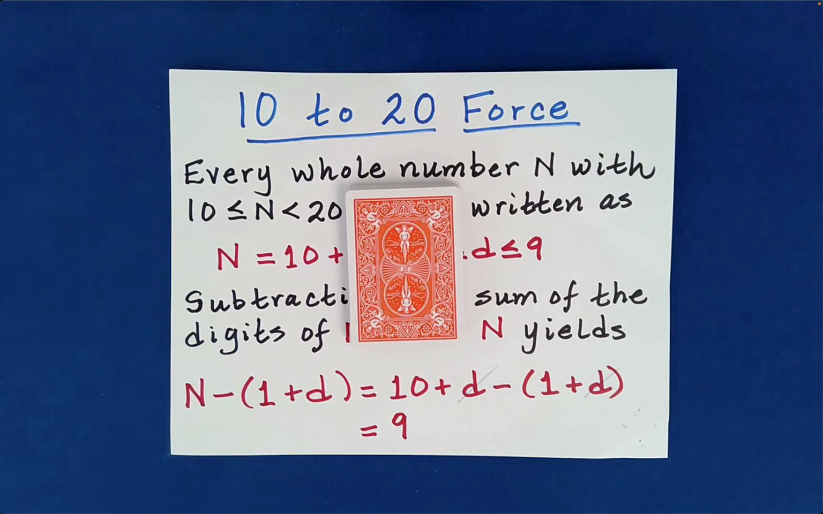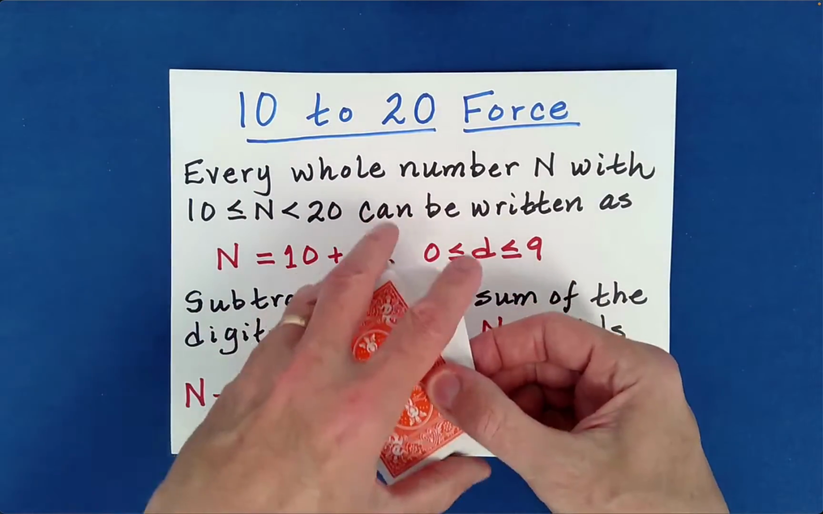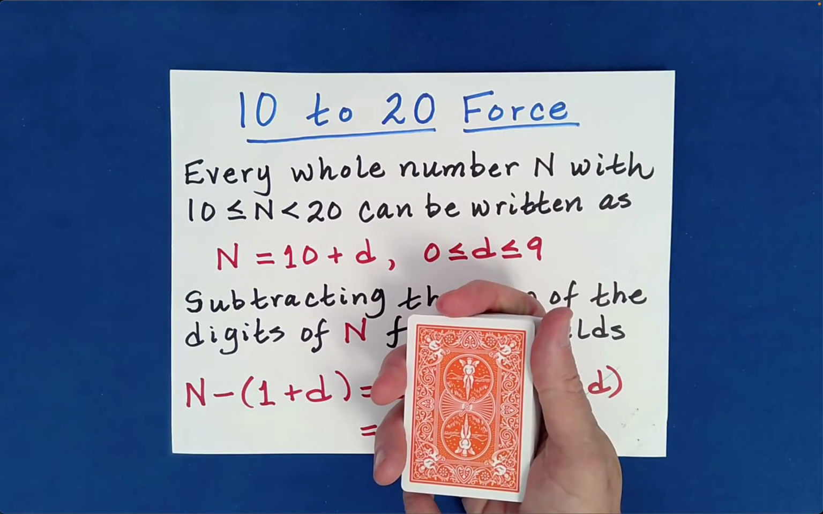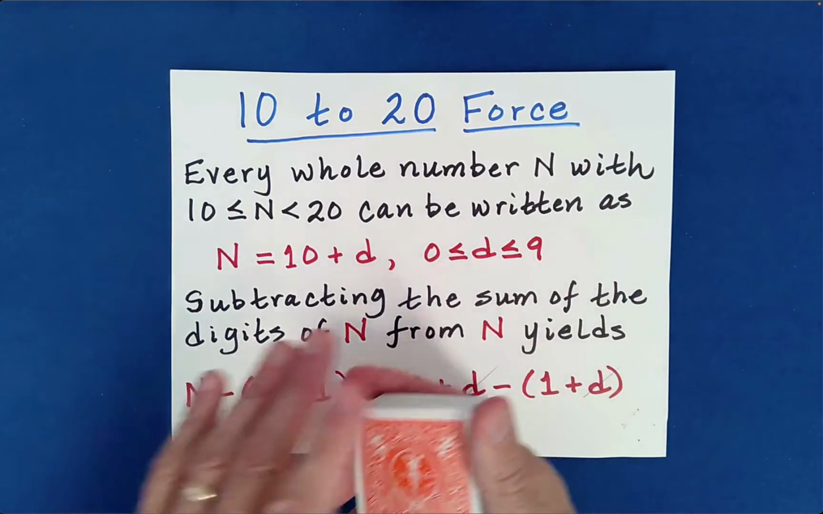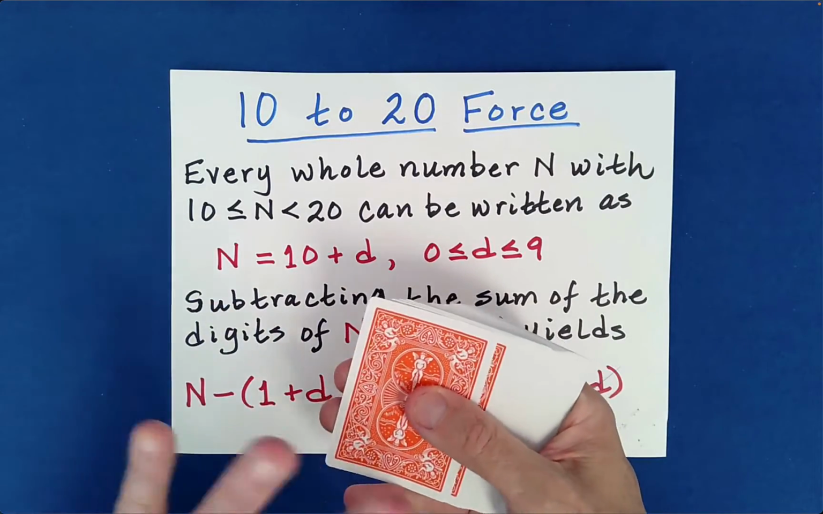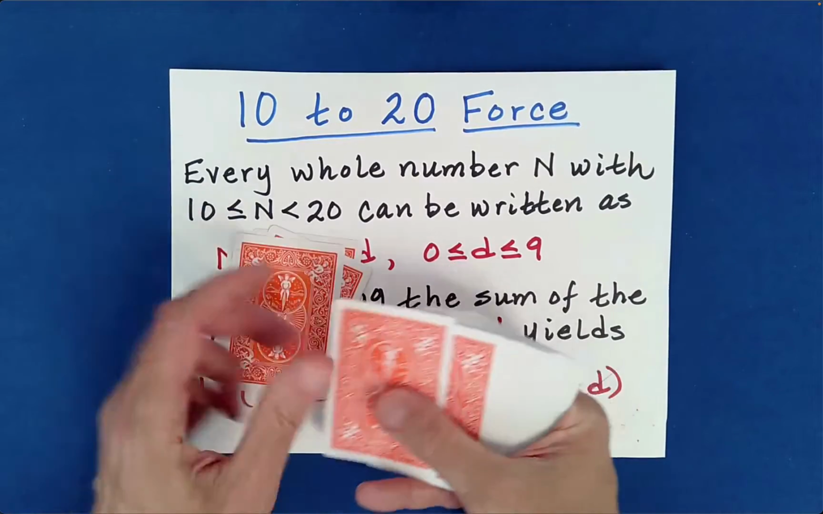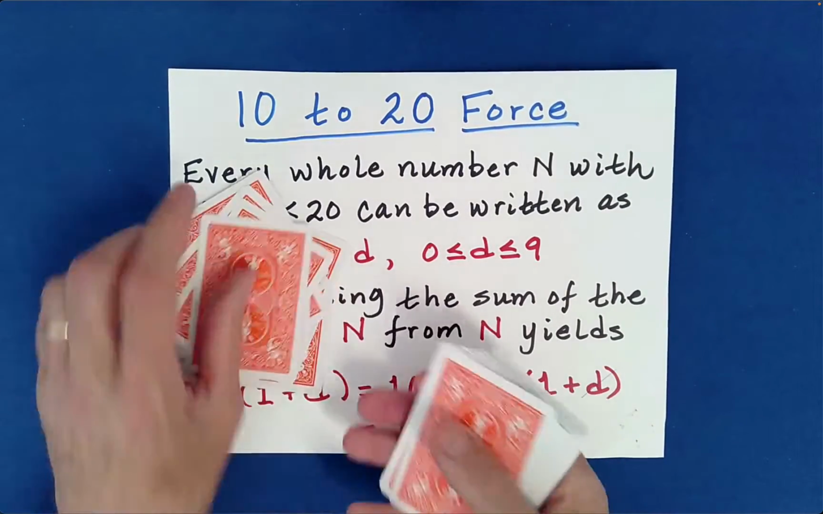Perhaps the oldest card force in history is the 10 to 20 force. So how this works is you ask the spectator for a random number between, let's say, 10 and 20. And perhaps they'll say 15. So you go ahead and deal out 15 cards. 1, 2, 3, 4, 5, 6, 7, 8, 9, 10, 11, 12, 13, 14, 15.